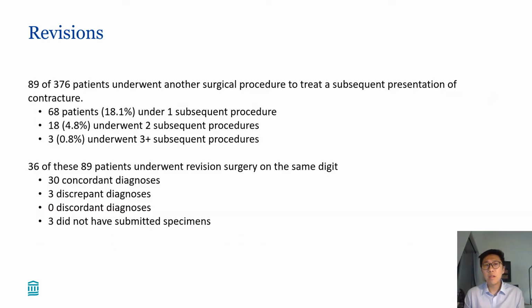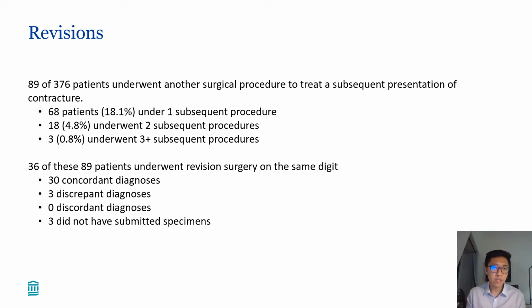Moving on to a subpopulation of revisions, 89 of our 376 patients underwent another procedure to treat a subsequent presentation of the contracture. 68 patients underwent one subsequent procedure, 18 underwent 2 subsequent procedures, and 3 underwent 3 or more subsequent procedures after their initial index study procedure.